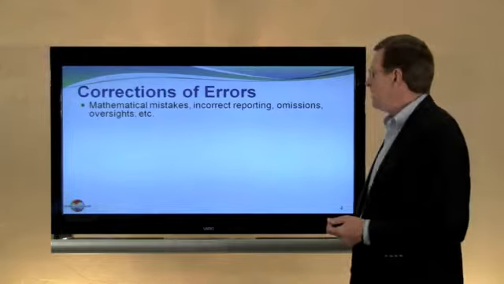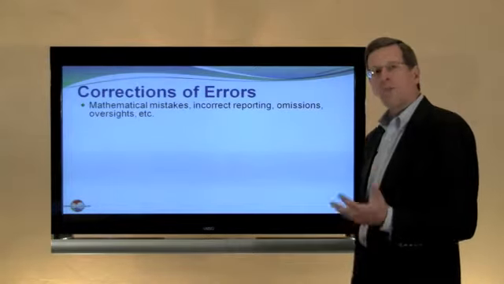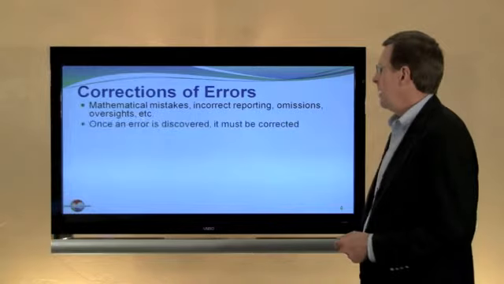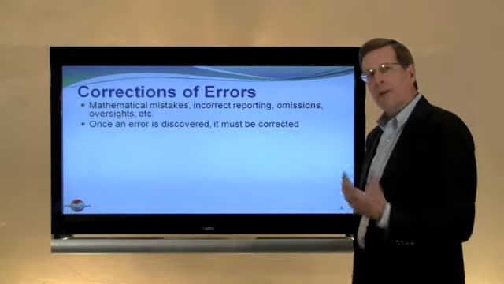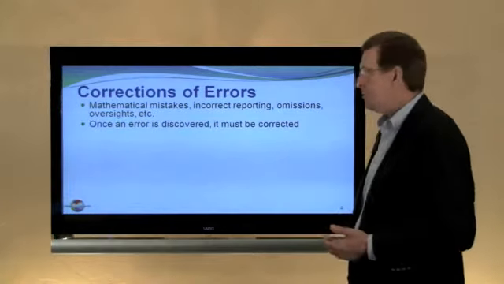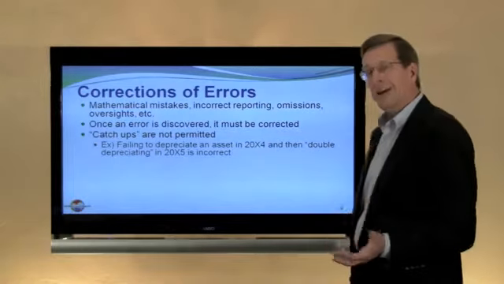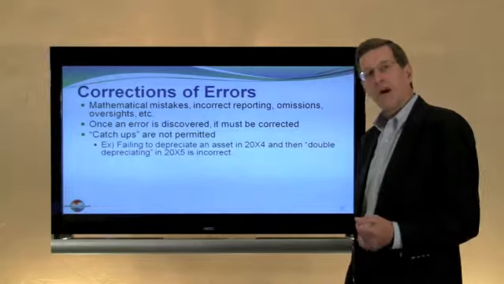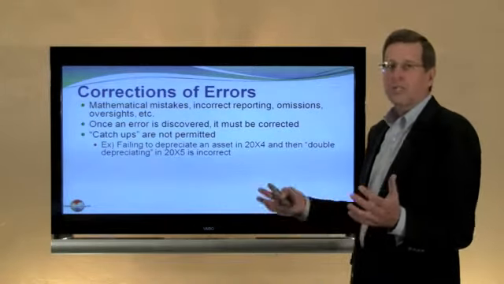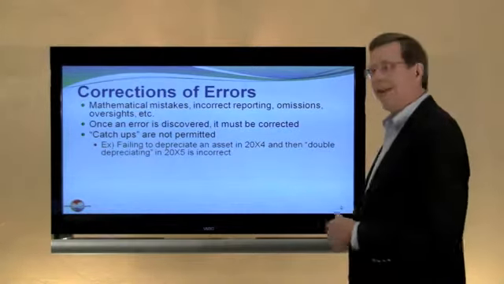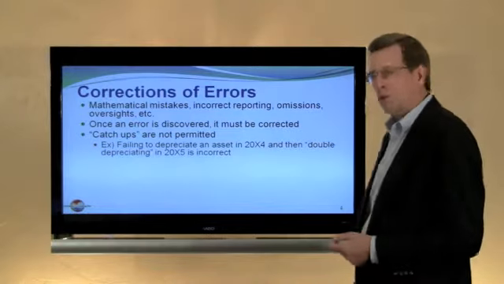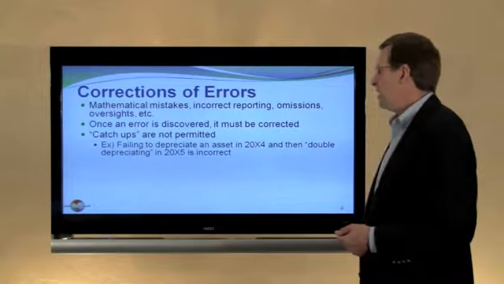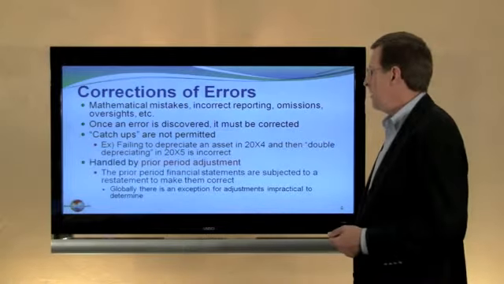These are mathematical mistakes, incorrect reportings, oversights, omissions, mistakes, errors. Once an error is discovered in our reported financial statements, it must be corrected. Catch-ups are not permitted. In other words, if we failed to record depreciation in 20X4, we can't go, oops, let's just double count in 20X5 when we're back on track. Both years would be wrong in that case. In the truest sense of the word, we should go back and correct the financial statements of the prior period.